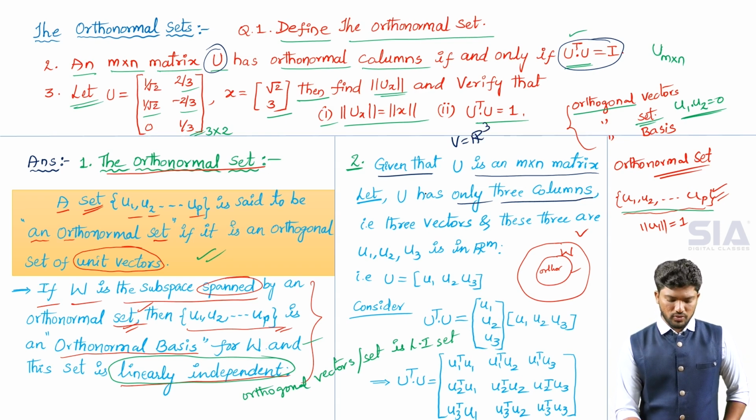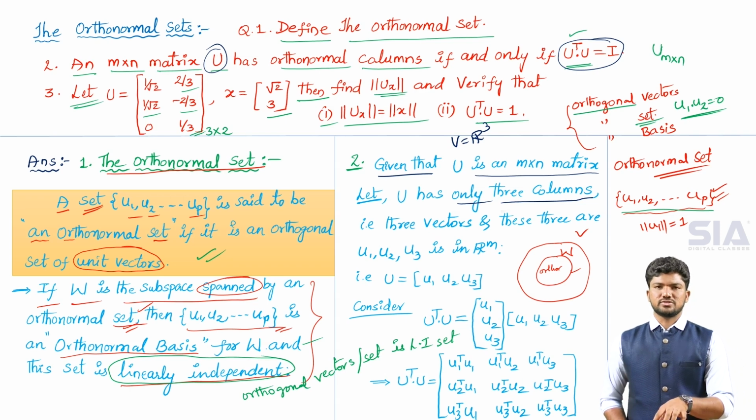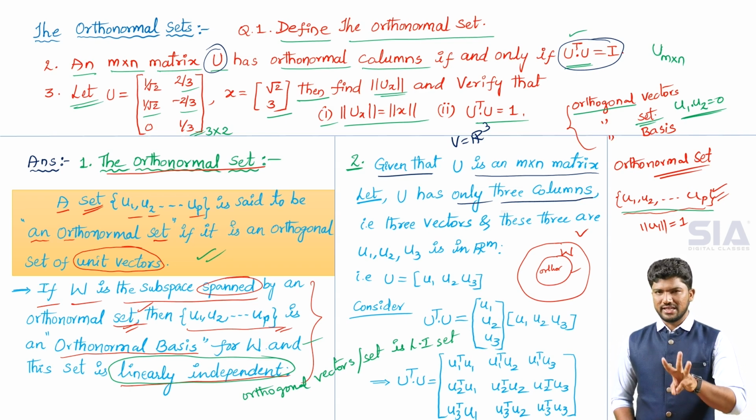Therefore let capital U have only 3 columns. For our convenience we are considering only 3 columns.